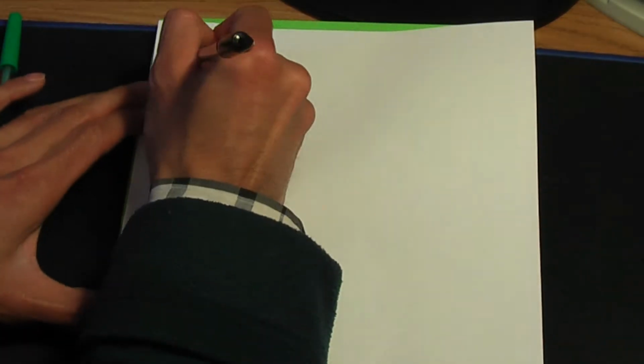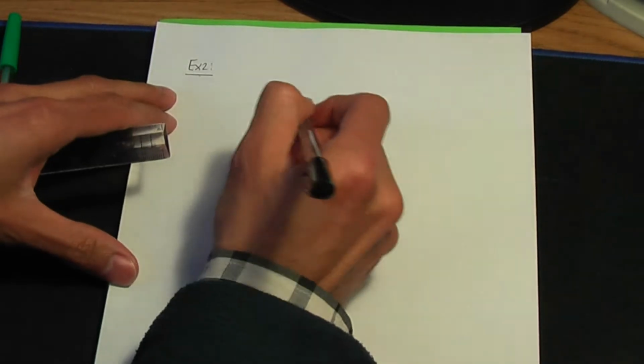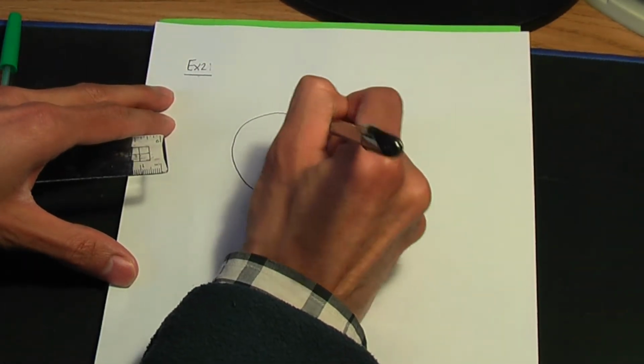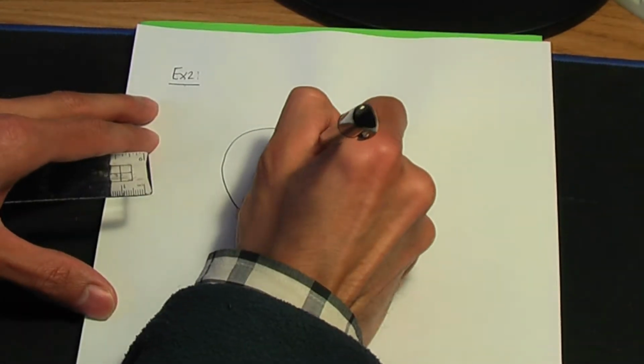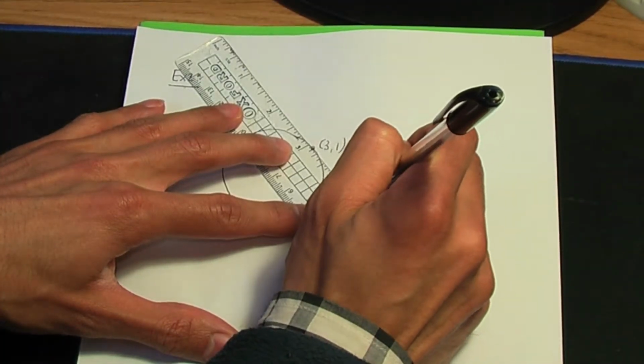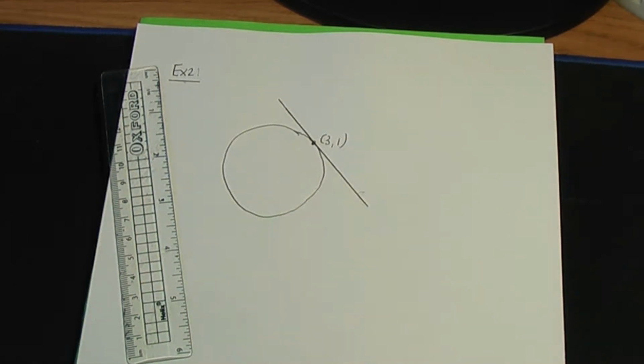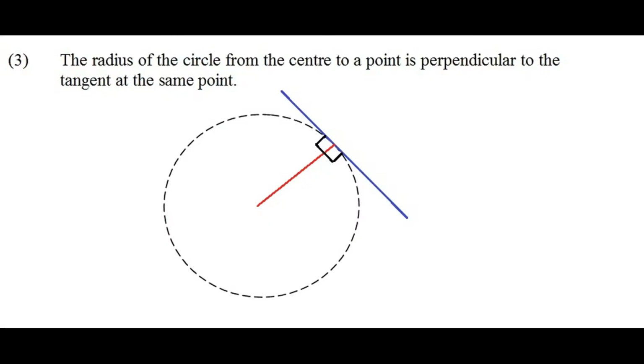Let's have an understanding in order to help us solve example number 2. We need to use one of the properties. The idea of this problem is we have a circle like so, and we have a point 3, 1 on this circle. We have a tangent at this point. If we go back to property number 3, the radius of the circle from the center to a point is perpendicular to the tangent at the same point. We're going to use this very property to help us solve this problem.